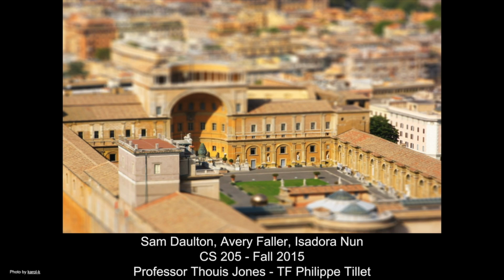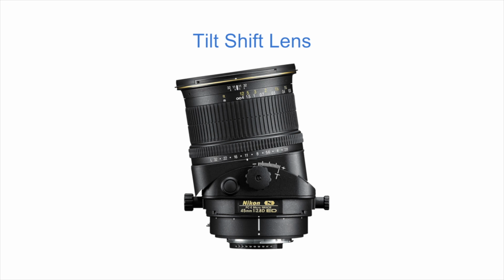Tilt shift is a type of photography where parts of an image are in focus and other parts are out of focus. This is often used to create the illusion that the photograph is of a miniature or model rather than of a real-life object. Traditionally, tilt shift photographs were created by physically shifting and tilting the lens of a camera.